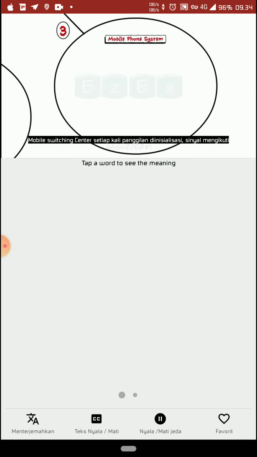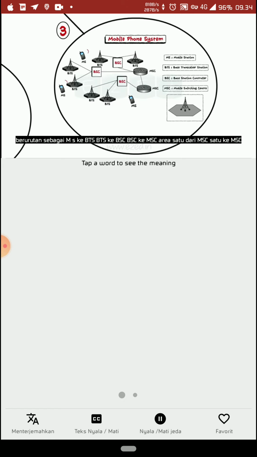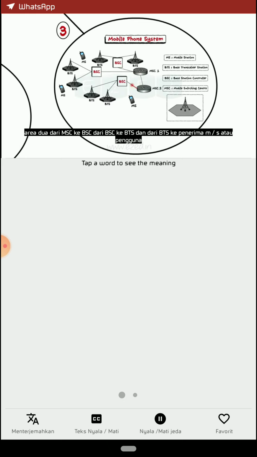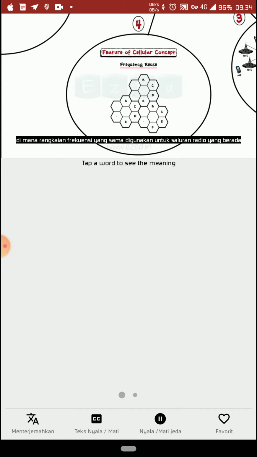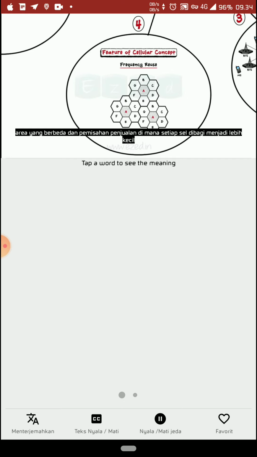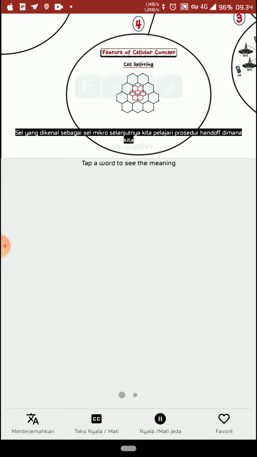Whenever a call is initialized, a signal follows the sequence: MS to BTS, BTS to BSC, BSC to MSC of area 1, from MSC1 to MSC of area 2, from MSC to BSC, from BSC to BTS, and from BTS to the receiving MS or user. Next, we studied two features of the cellular concept: frequency reuse, in which the same set of frequencies are used for radio channels located in different areas, and cell splitting, where each cell is divided into smaller cells known as microcells.